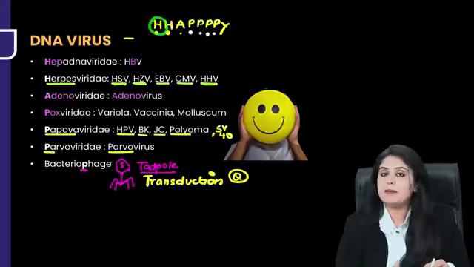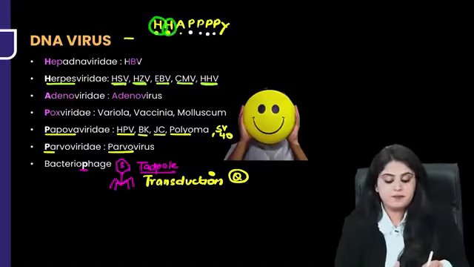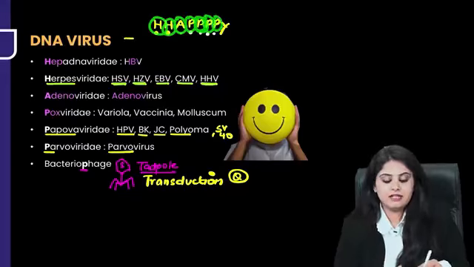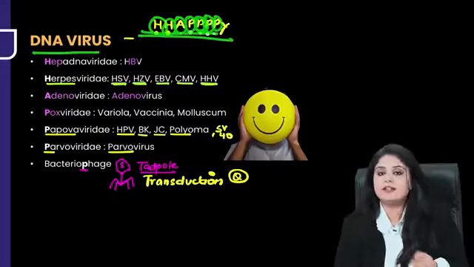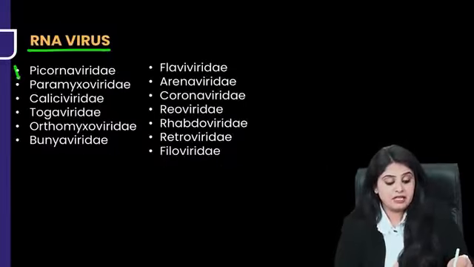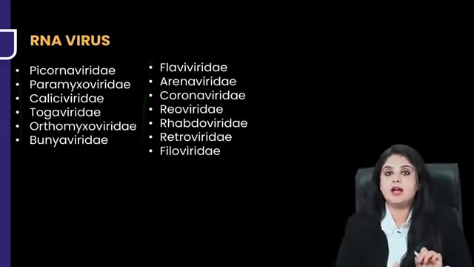So repeating, we have Hepadna viridae, herpes viridae, adenovirus, then you have the famous pox virus, papova virus, polyoma, all of those. Then you have parvovirus, and finally you have bacteriophage. So DNA viruses are happy, and now everything other than this is going to come under RNA viruses.